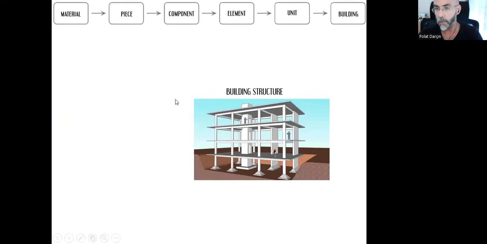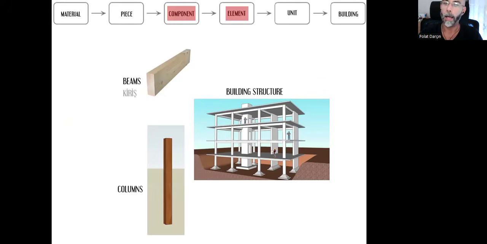So building structure is an element and it's made out of components. The first one, the horizontal ones that connect the vertical ones, are called beams. In Turkish, we call them kiriş. And the vertical ones, these are columns. We can call them kolon or dikme in Turkish.